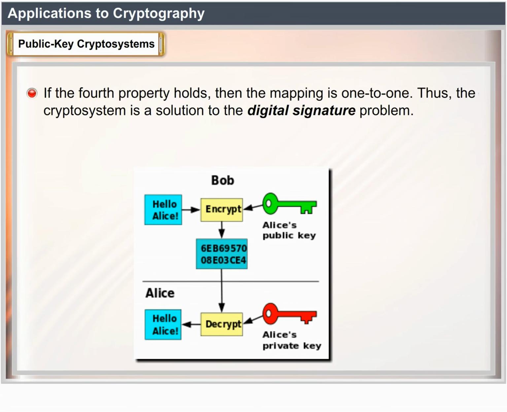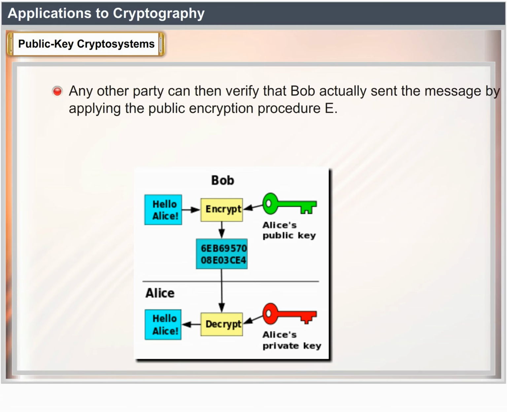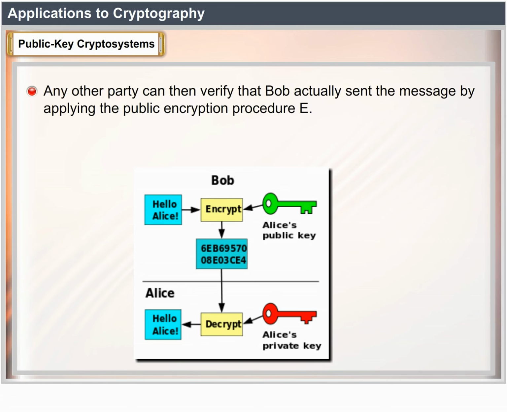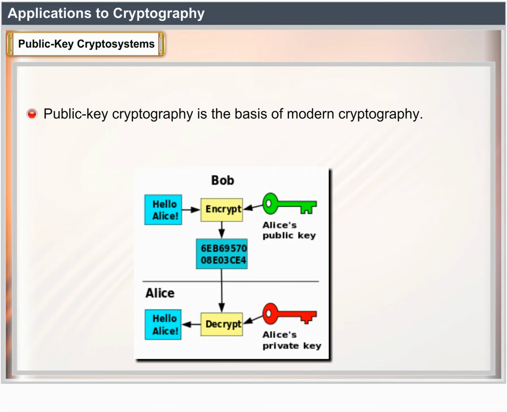If the fourth property holds, then the mapping is 1-to-1. Thus, the cryptosystem is a solution to the digital signature problem. Given an electronic message from Bob to Alice, how can we prove that Bob actually sent it? Bob can apply his decryption procedure to some signature message M. Any other party can then verify that Bob actually sent the message by applying the public encryption procedure E. Since only Bob knows the decryption function, only Bob can generate a signature message which can be correctly decoded by the function E.